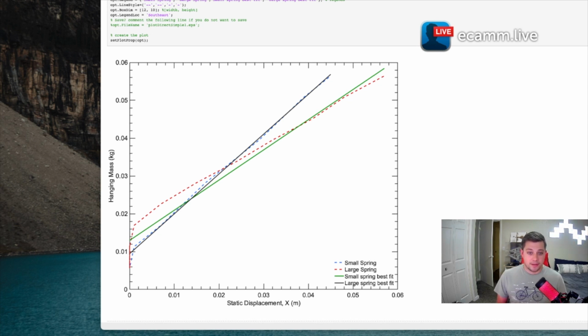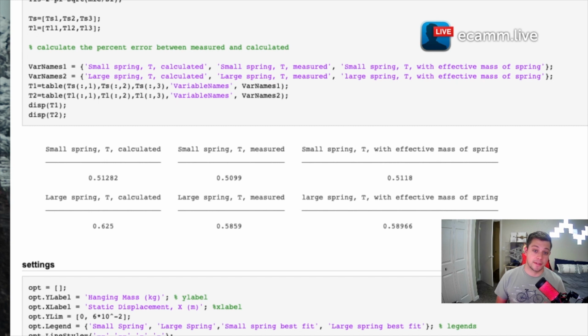The stiffness of the springs is related to the slope of those lines. We can see that the small spring in blue has a steeper line, higher slope, and therefore a larger stiffness, which confirms what we predicted earlier about the effective stiffness of the springs. So now let's move on to the second part of the project, where we looked at the period of oscillation for both spring mass systems.